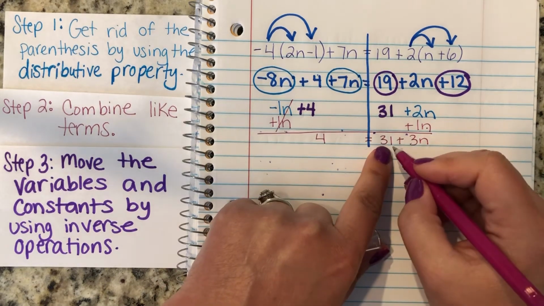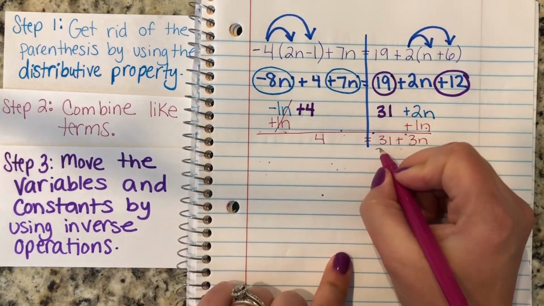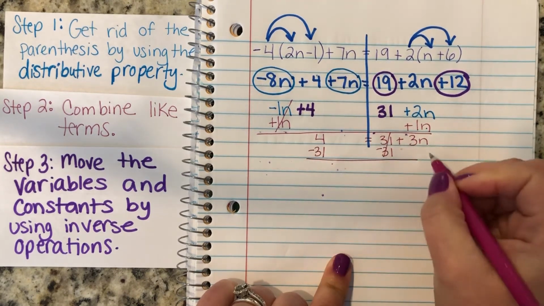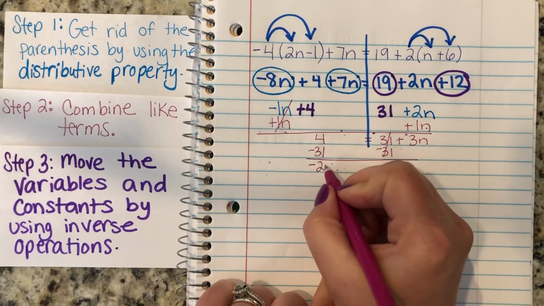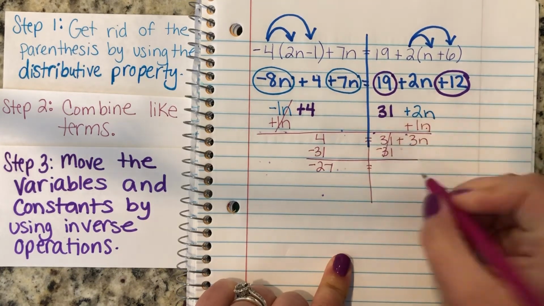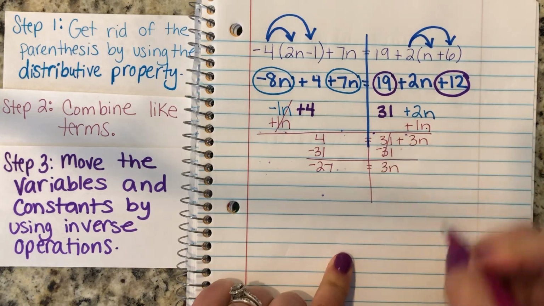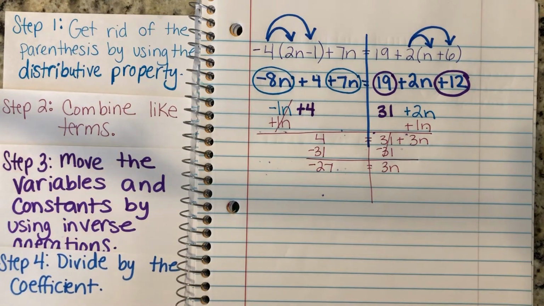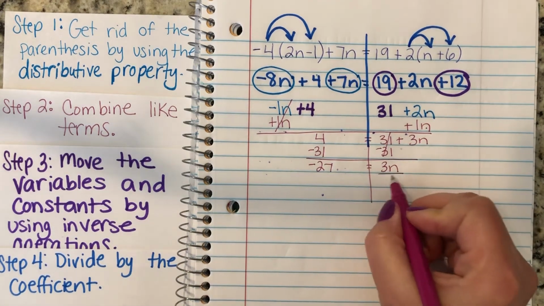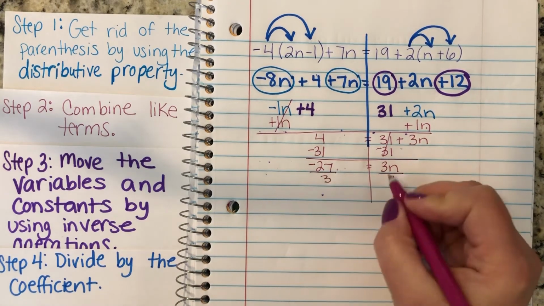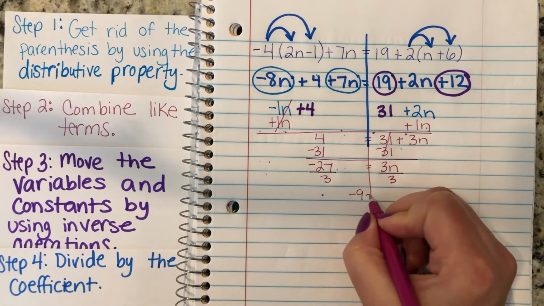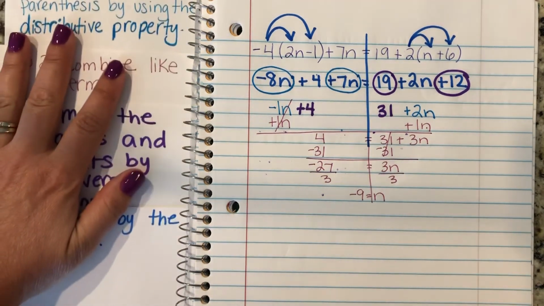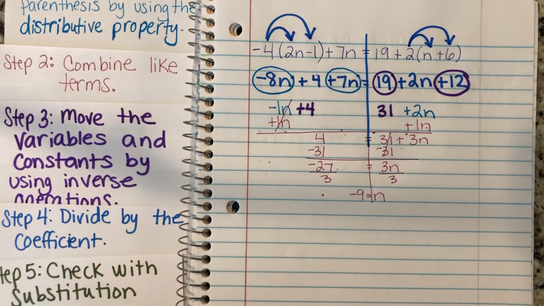Next step would be to move the constants. So I would do minus 31, that cancels. 4 minus 31 is negative 27, and then bring down. And then my last step, after I've done with that, step 4, divide by the coefficient. So the coefficient is 3, divide by 3, divide by 3. So negative 9 is equal to n, okay? So I've solved that. And then the last step would be check with substitution.